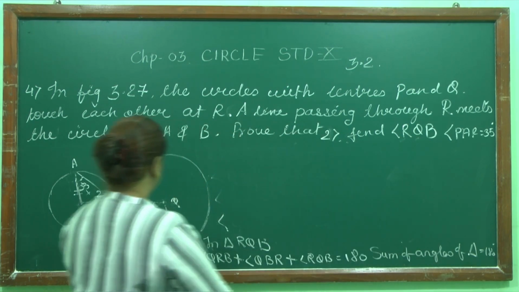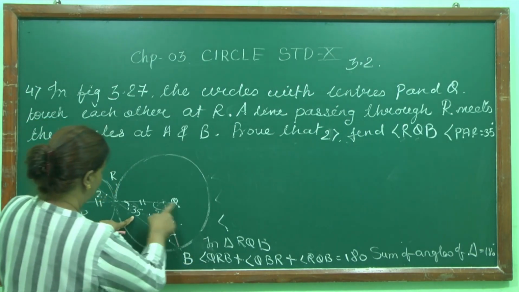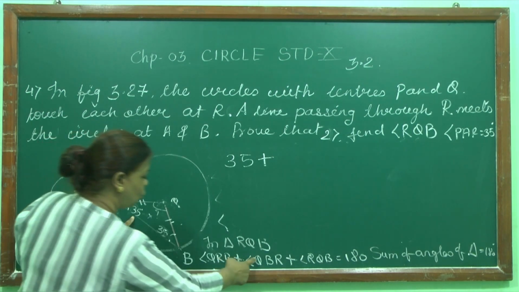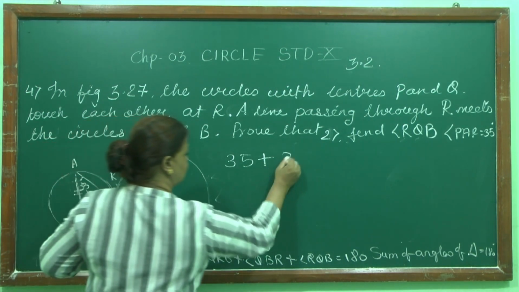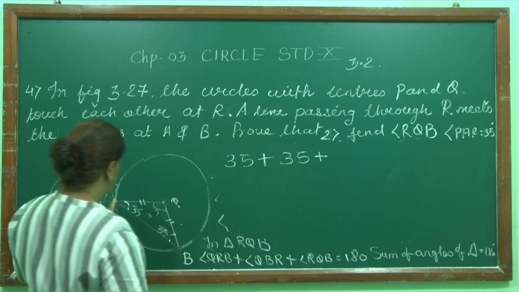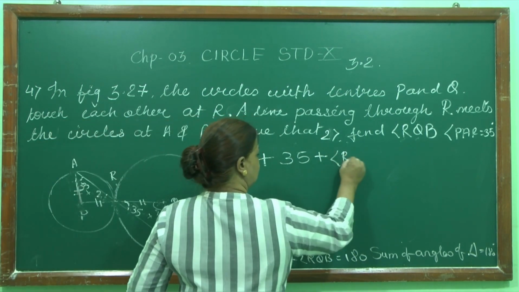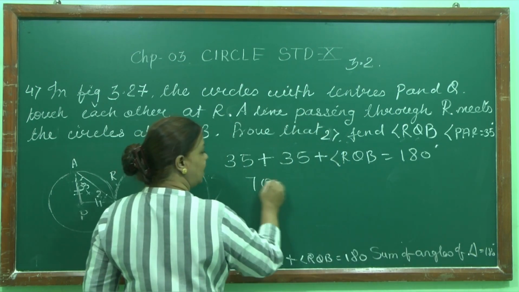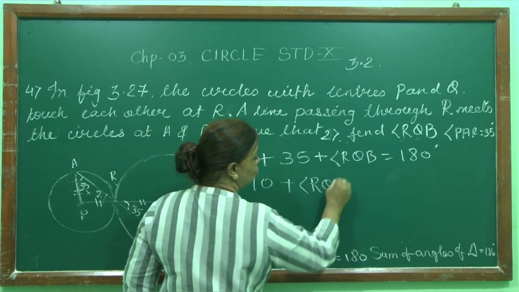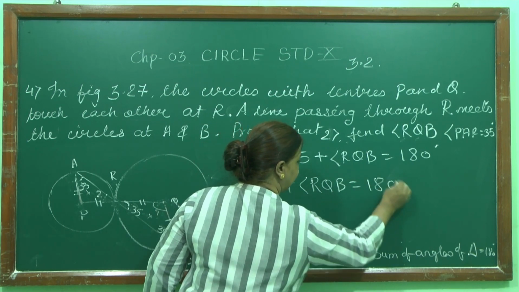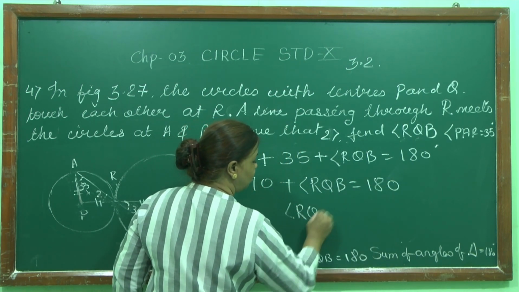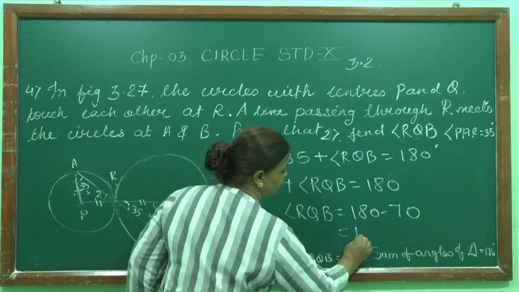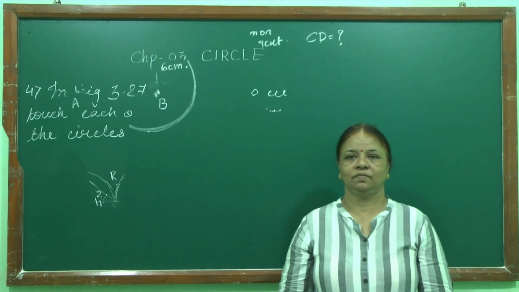RQB. See. Now this QRB is 35 degree. Plus QBR. QBR is 35 degree. Plus RQB is equal to 180 degree. 70 plus angle RQB is equal to 180 degree. So angle RQB, children, 180 minus 70, which will be 110 degree.